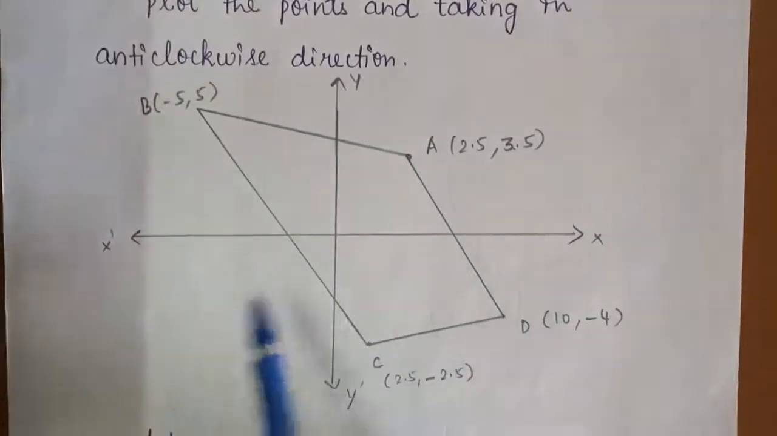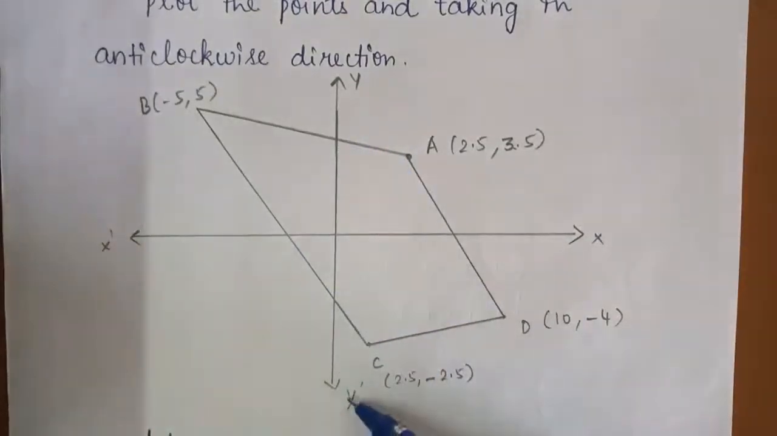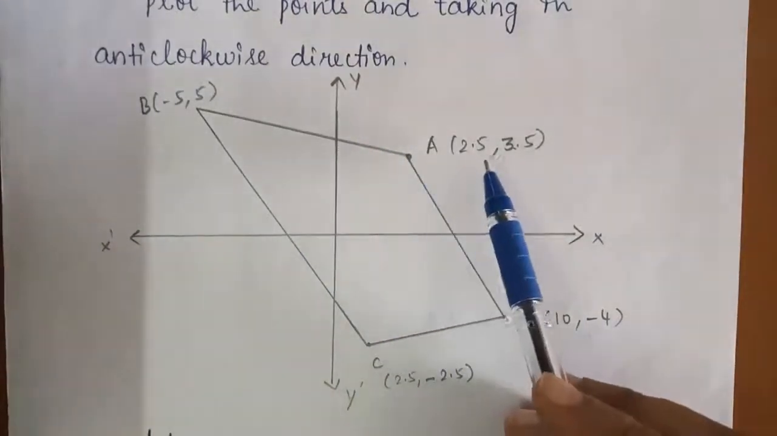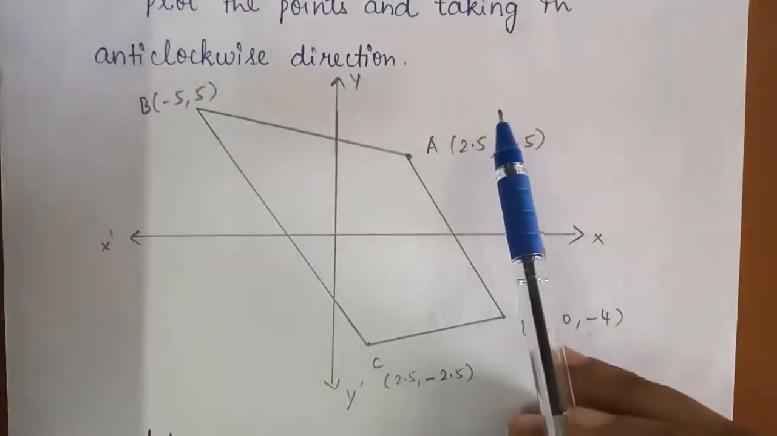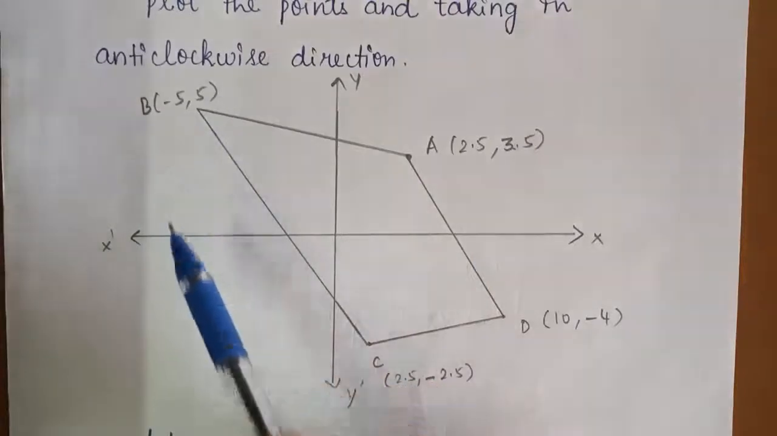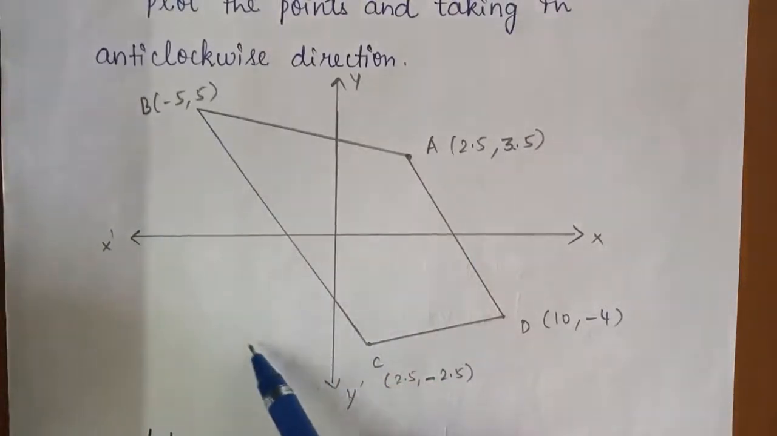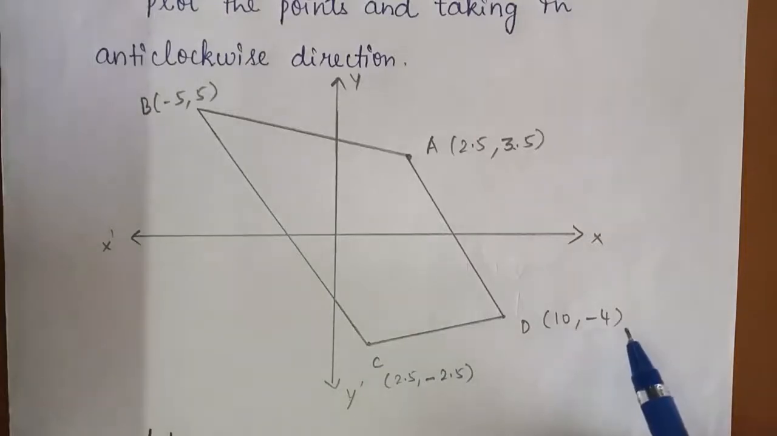So this is a rough diagram. This is the x-axis and x dash, y-axis and y dash. If you take the point 2.5 comma 3.5, both are positive, so it lies in the first quadrant. Similarly, minus 5 comma 5 lies in the second quadrant. In the third quadrant, no point is lying. Then finally, we are moving to the fourth quadrant, that is 2.5 comma minus 2.5 and 10 comma minus 4.